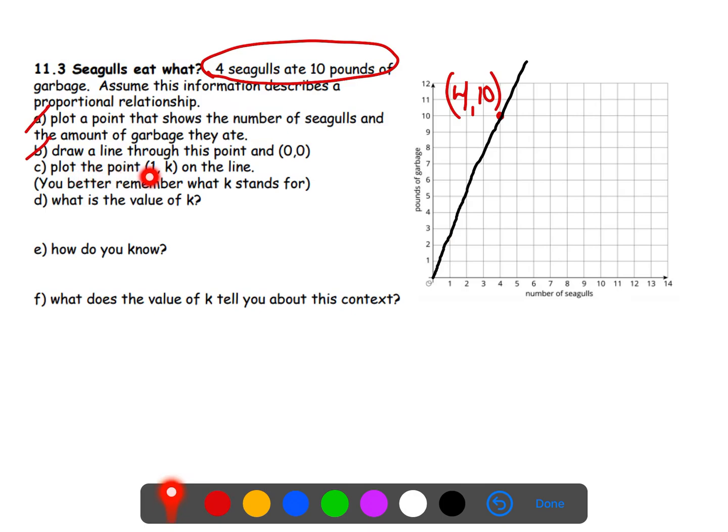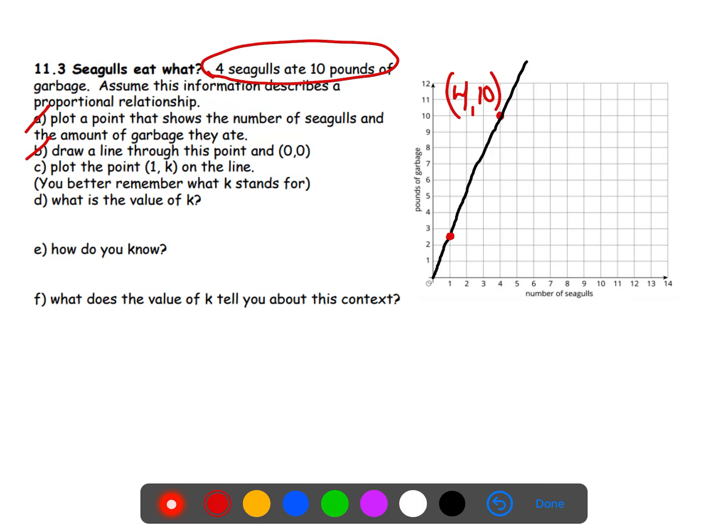Part C says plot the point 1, k on the line. Remember what that variable k is representing in our proportional relationship. It's our constant of proportionality. So we need to find our constant of proportionality. I can kind of guess, just by looking at the line I drew, that based on 1 seagull, it's going to eat between 2 and 3 pounds of garbage. But because my line isn't perfect, I can't just guess at that, okay? So I know my point is going to be here where it connects to that proportional relationship line, but I want to calculate that exactly.